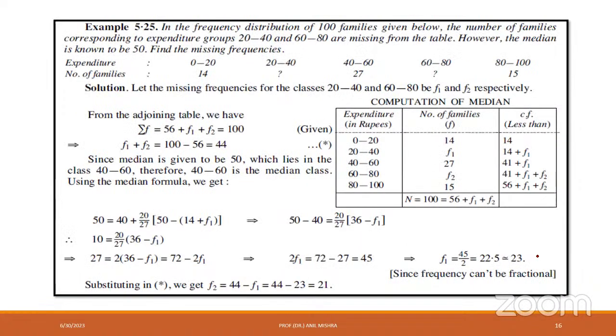Similarly, take another example. Look at this one question. In this particular question, expenditure is given but the number of families is there, and one number of family is missing. Two are missing, 20 to 40 is one, and one more.